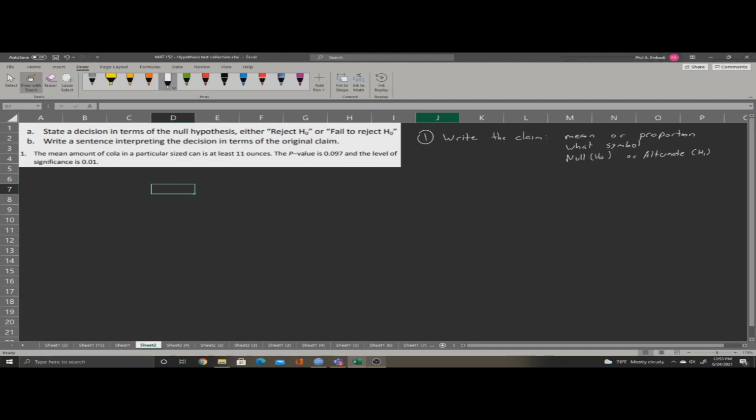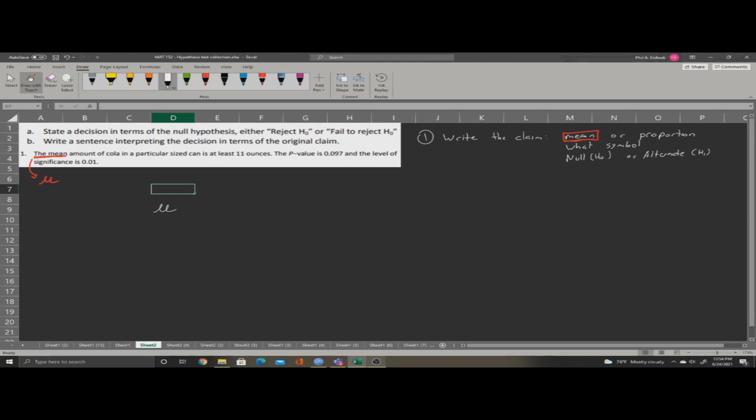First, let's ask ourselves, is this problem a mean or proportion problem? Well, we're given that the question talks about the mean amount of cola. Therefore, this will be a mean problem. And anytime we do the mean, our symbol will be mu. Therefore, let's start by writing mu.